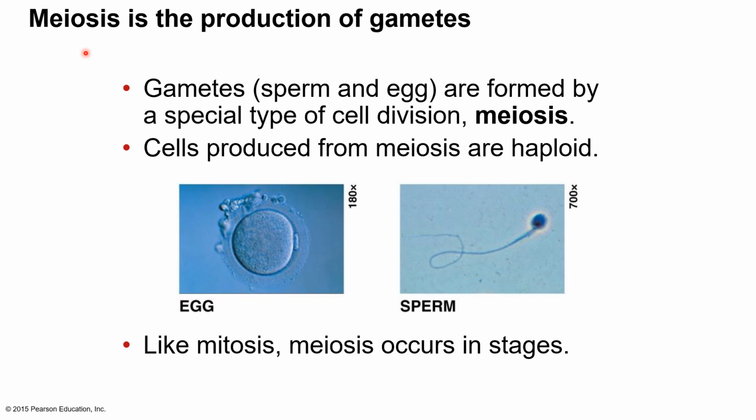And another thing is that those gametes, they're only going to carry half the number of chromosomes. So the egg is going to be a haploid, and the sperm is also going to be a haploid cell carrying only half the number of chromosomes. So like mitosis, meiosis also goes through stages, and like mitosis, before a cell enters into the meiosis stages, it has to finish interphase first.